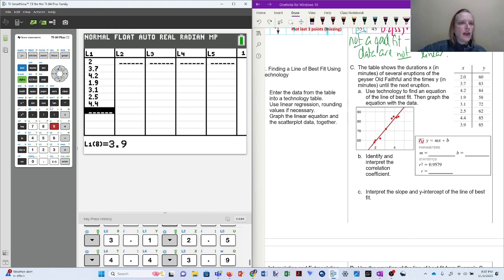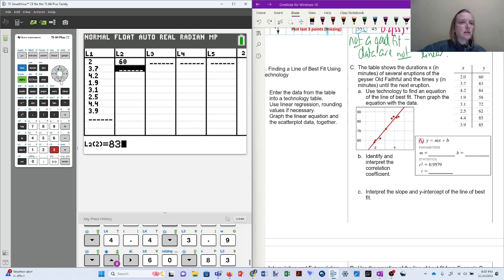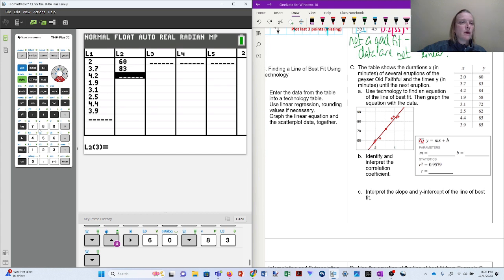If you ever forget a data point, these don't have to be in any particular order. You can see that sometimes the numbers increase, sometimes the numbers decrease. What does matter is that you match the correct y value with the correct x value. So my 60 has to go with the number 2, my 83 has to go with the number 3.7.